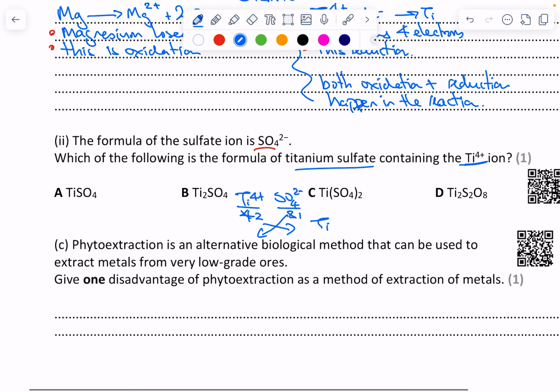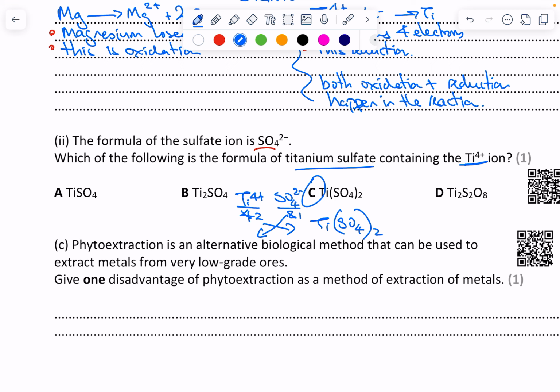So titanium gets the number 1, so I just got Ti. The sulfate is going to get a 2. Now be careful here, because sulfate is SO4, but I need 2 of them, so stick it in brackets to get me the 2 that I need, and therefore the only option is option C.